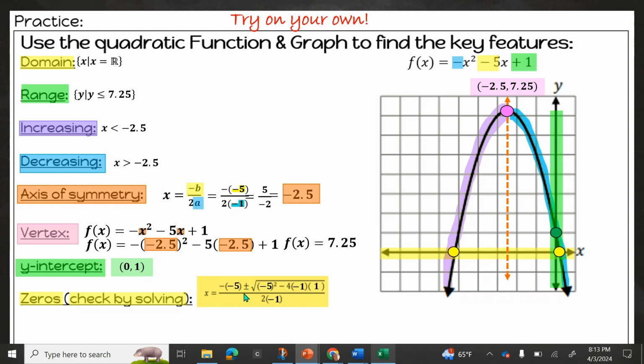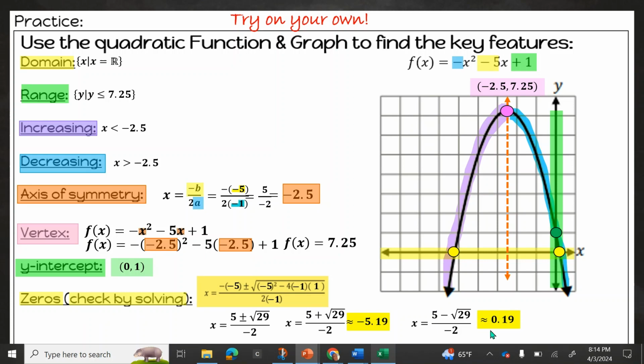So when you plug this into the formula, you're going to have a negative -5, because it's negative b, plus or minus the square root of b squared, so negative 5 squared, minus 4 times negative 1 times 1, all over 2 times negative 1. So that simplifies to be 5 plus or minus the square root of 29 over negative 2. So we're going to put this into the calculator, 5 plus the square root of 29 over negative 2, which is approximately negative 5.19.